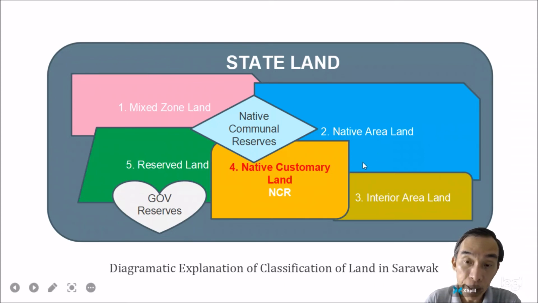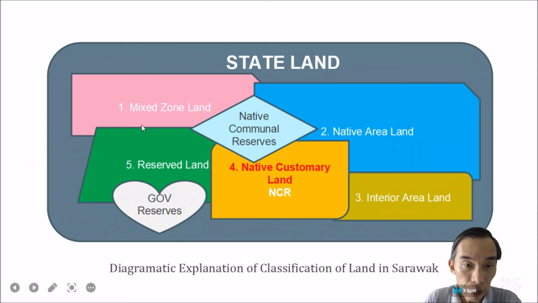So if they find evidence of an orchard, evidence of a graveyard, or a pondok, where there is evidence of community living, then they might put it under native communal reserve, and then upon claiming it becomes a native customary land.